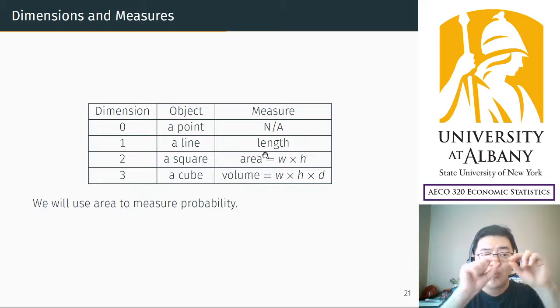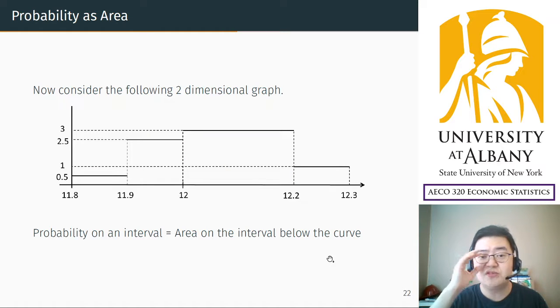When you consider the length, what you need is just a one-dimensional line. But now we are going to use two-dimensional graphs. So the horizontal axis is ounces, the amount in a tall size coffee. So 11.8 ounce, 11.9 ounce, 12 ounce, 12.2 ounce, 12.3 ounce. And the vertical axis has something like probability. It's not exactly probability, but they are going to be used to calculate the probability. You can think of it as a curve of this shape. It's like a skyline, like many buildings next to each other.